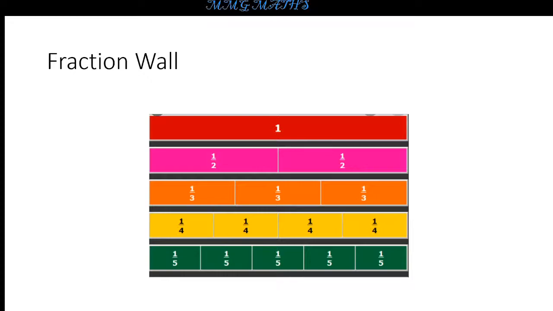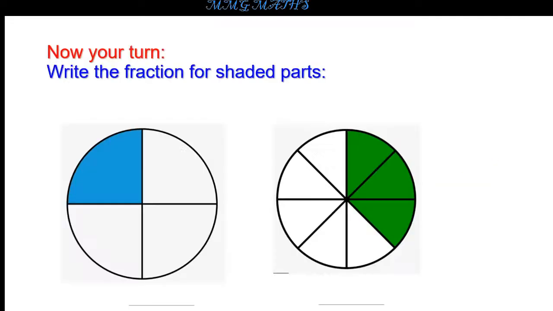Now this is a fraction wall. Here this first strip you can see, this is one whole, and it is divided in 2 equal parts. You can see half here and half here, 2 halves make a whole. So here you can see the same strip is divided into 3 equal parts, 1 by 3, 1 by 3, 1 by 3. So go through this. Moving to the next page.